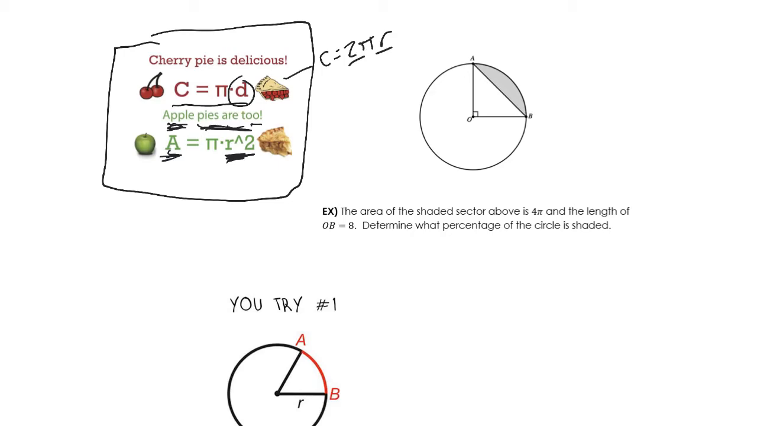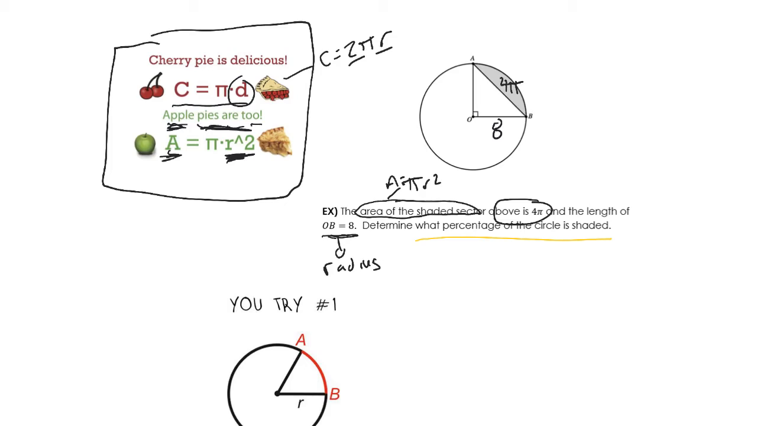All right, so looking at this example, the area of the shaded sector. So right away, we know we're talking about area, so that's pi r squared, is 4 pi. So this shaded in piece is 4 pi. And the length of OB is 8. So they just gave us the radius here. Determine what percent of the circle is shaded. We'll come back to that percent part at the end.